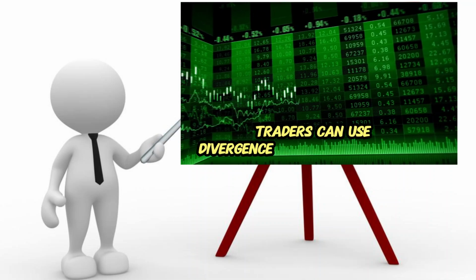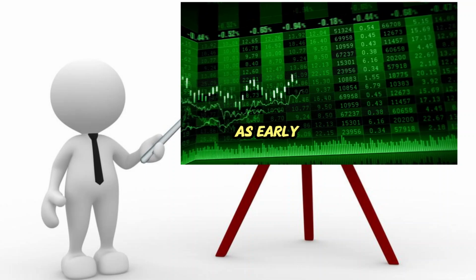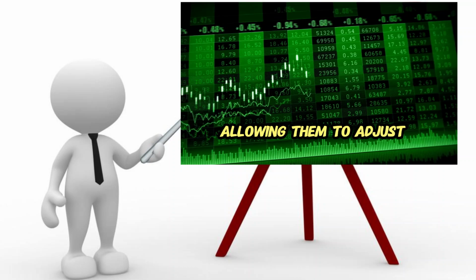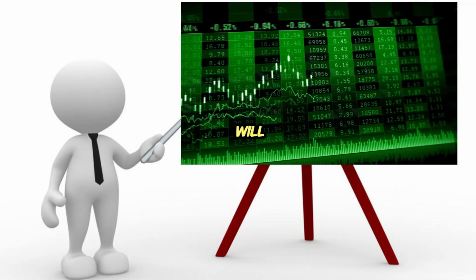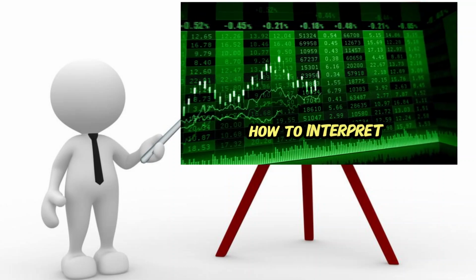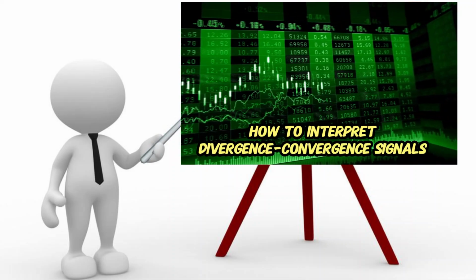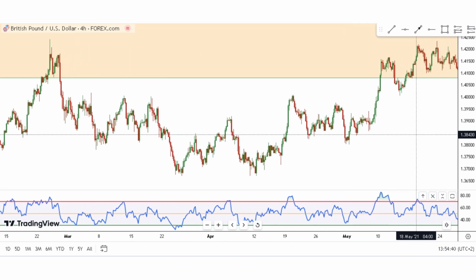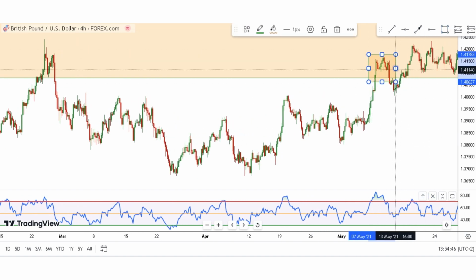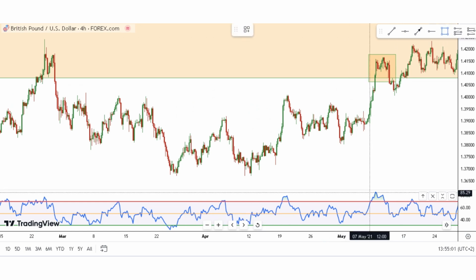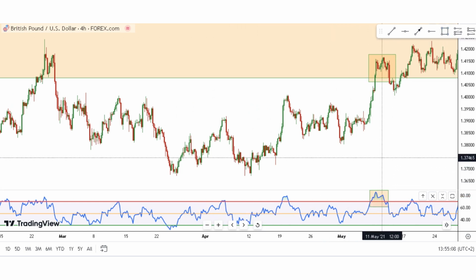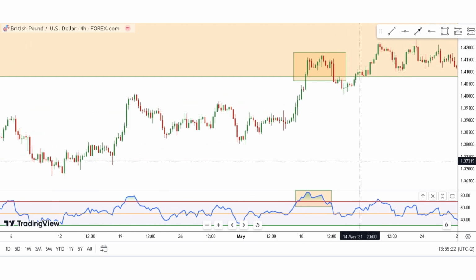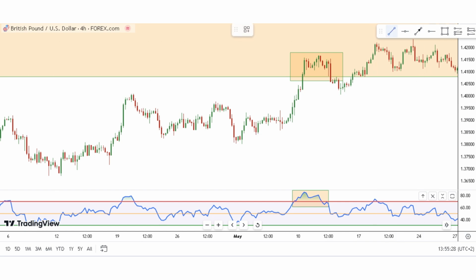Traders can use divergence and convergence signals as early warnings of potential trend shifts or trend continuations, allowing them to adjust their trading strategies accordingly. We'll analyze a trade example to better understand how to interpret these signals. Once again, on the 4-hour chart of the British pound USD currency pair, we observe the price encountering a resistance area, while the RSI surpasses the 70 level. We patiently await confirmation, seeking a higher high in the price and a lower high on the RSI. After some time, this confirmation occurs.